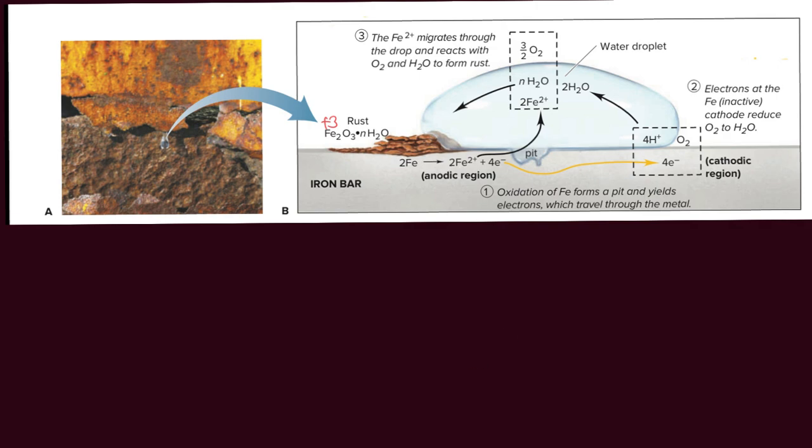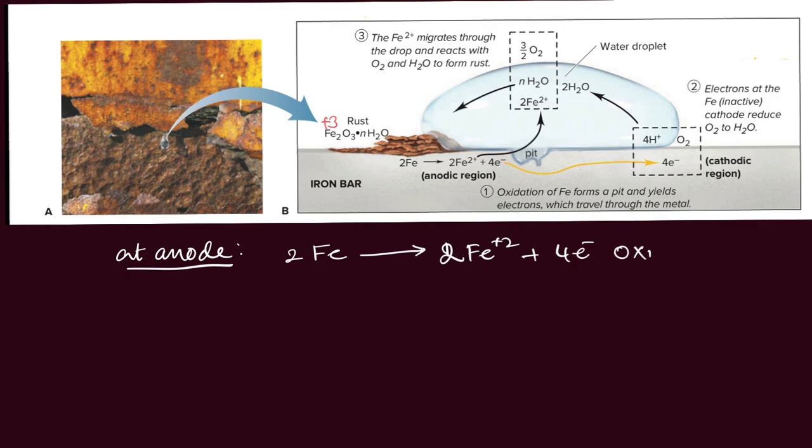Now we will discuss how this reaction takes place at the anode and cathode. At the anode, which reaction takes place? Oxidation. So now 2Fe is converted into 2Fe2+; each Fe loses 2 electrons, so 2Fe lose a total of 4 electrons. That is called oxidation.